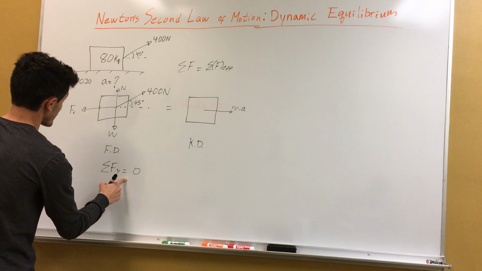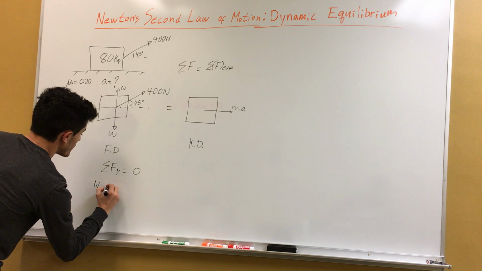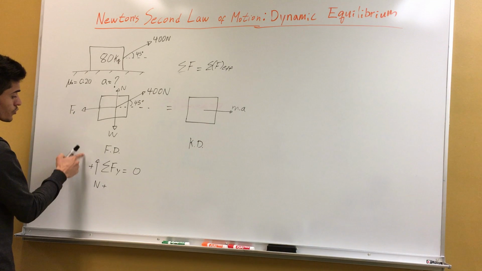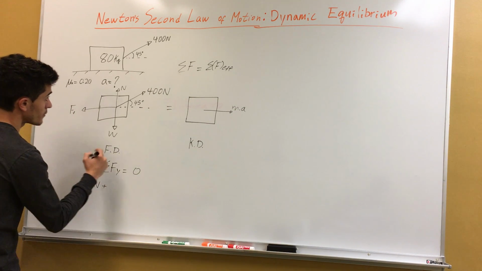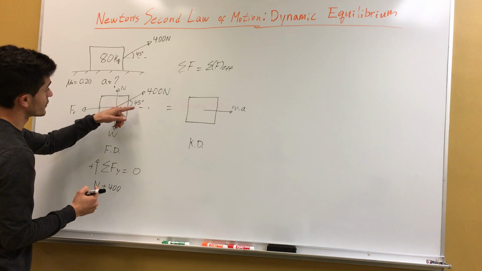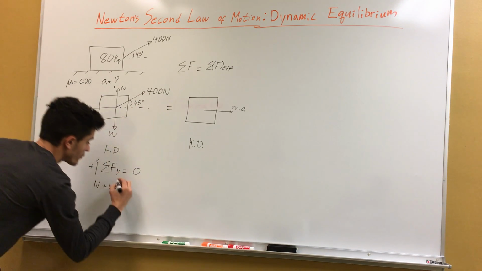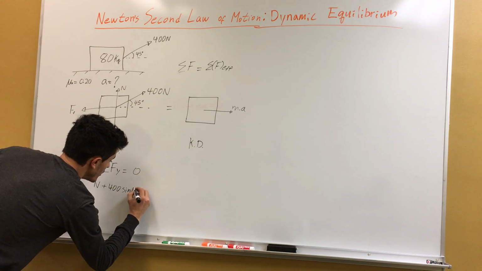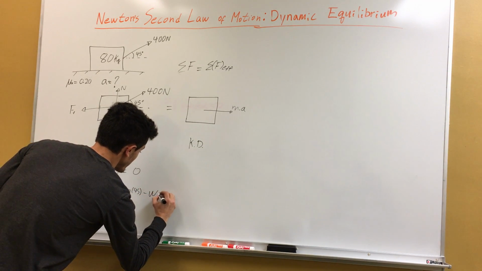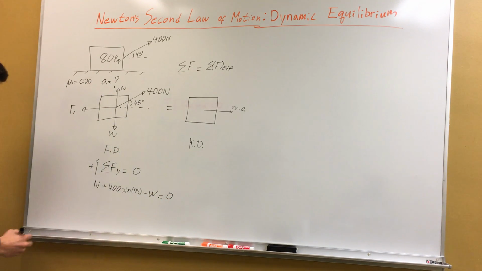For the forces in the y direction, we have N, and our positive direction, we're going to assume going up, so that's going to be N plus 400 times, if this is a 45-degree angle and we want just the vertical direction, we multiply 400 times the sine of the angle, and then minus the weight. That's going to be equal to 0 because there is no motion in the vertical direction.